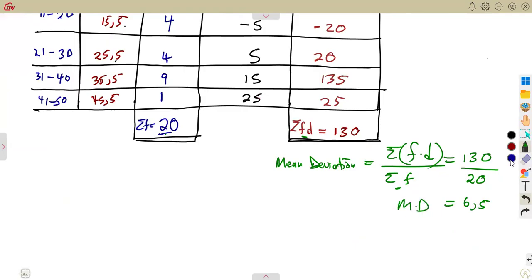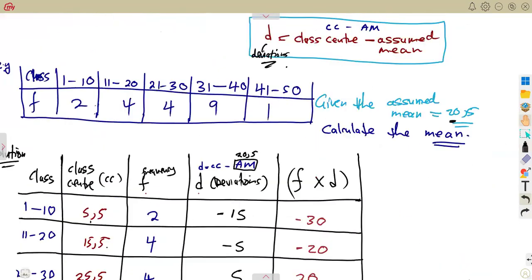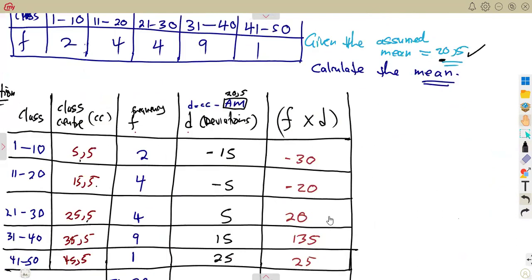But the question is, we do not want the mean deviation. We want the exact mean. So what is the mean now? As I said, the mean is going to be the assumed mean plus the mean deviation. The assumed mean we are given, remember, that is the one that you were given before. The assumed mean is 20,5.